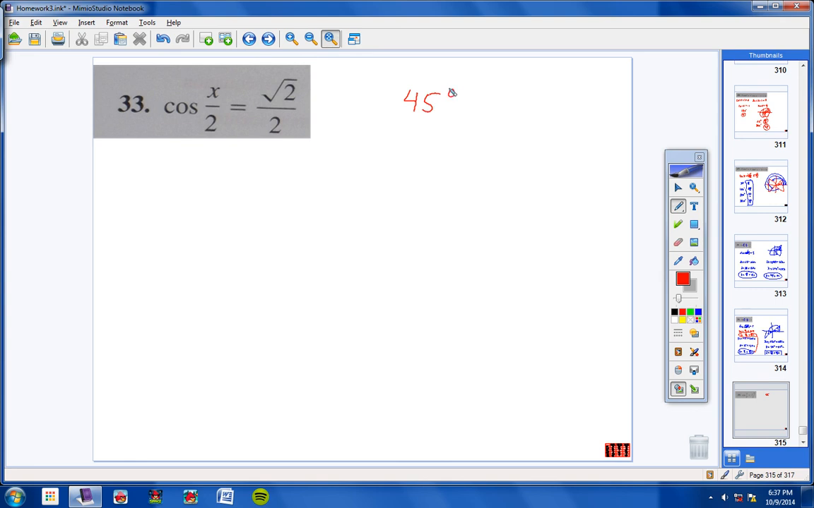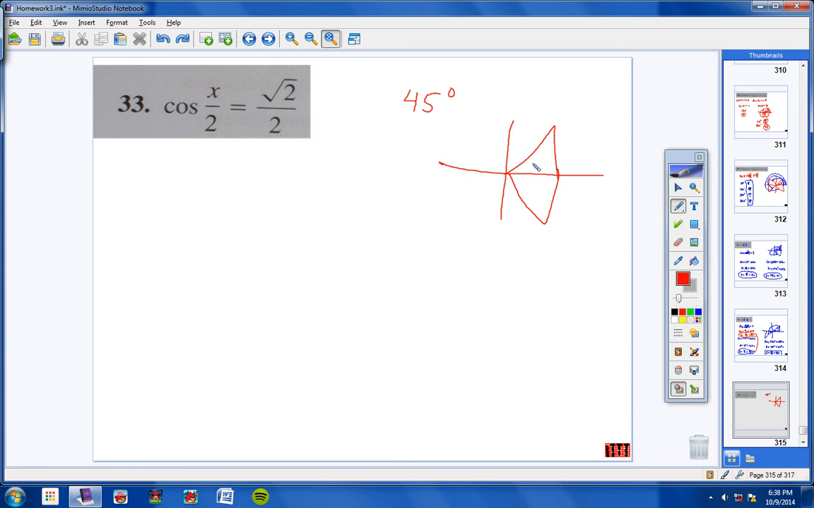Now, the quadrants we're dealing with, when you take the cosine of x over 2, you're getting out a positive fraction. So cosine is positive here, and it's positive here. Okay, so we're going to put 45 degrees and 45 degrees. And let's go ahead and do this one, students. Let's do it all in radians the entire way through, okay? So let's just kind of see what happens here.